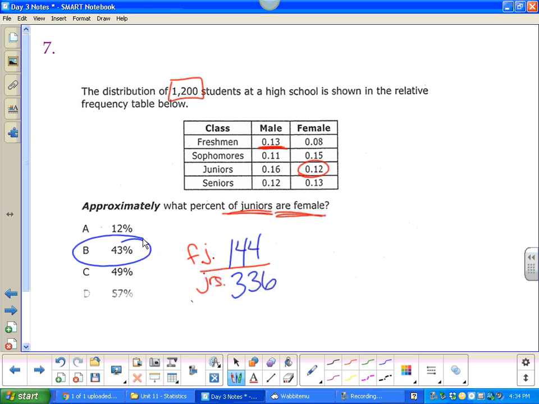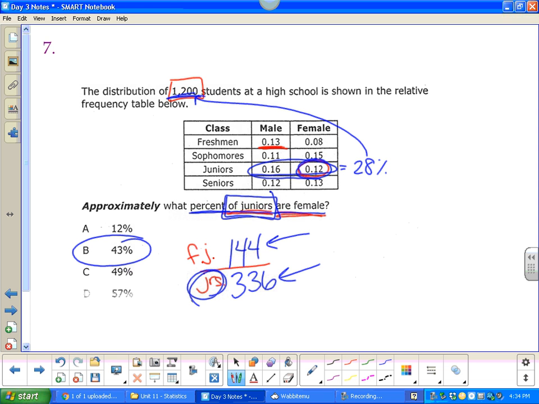Okay, so one more time. Percent of juniors are female. Female juniors is 12%. I did 12% times my 1,200. That's how many females are juniors. But it says of juniors, so that's always going to tell you what your denominator is. So I need my juniors in my denominator. Well, I have male and female, so I have to add them together. That's where I got the 28%. And then I multiplied that by the 1,200 to get my 336. And then I recalculated my percent for females that are juniors.